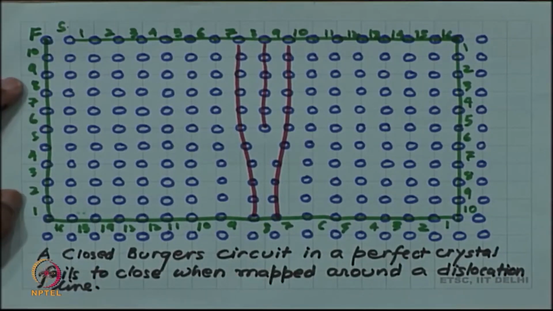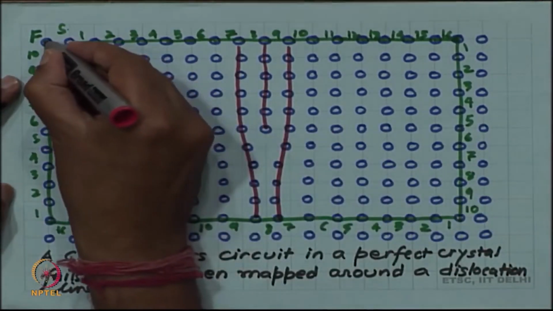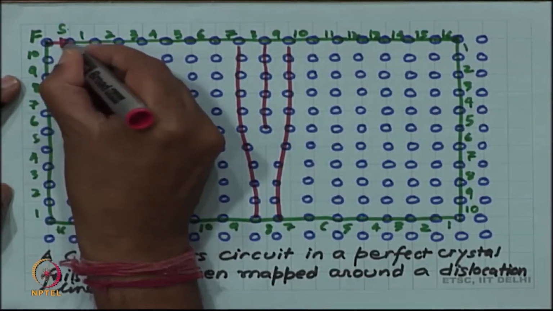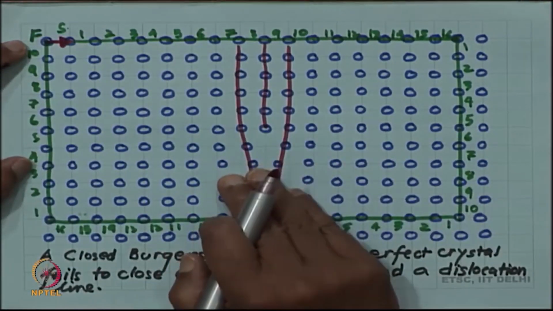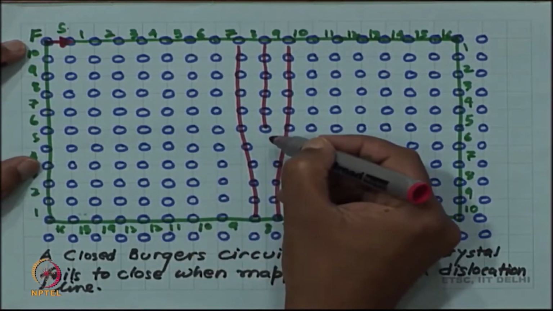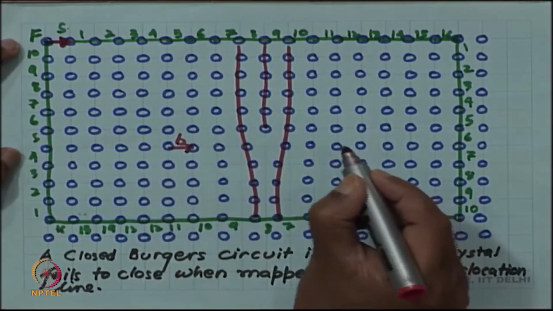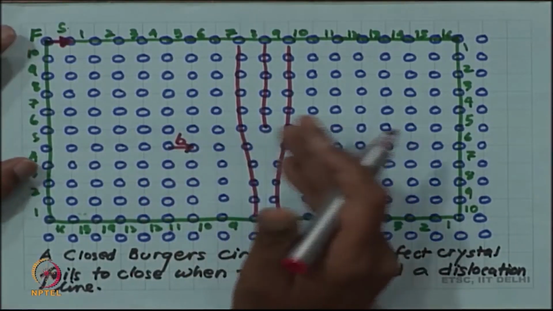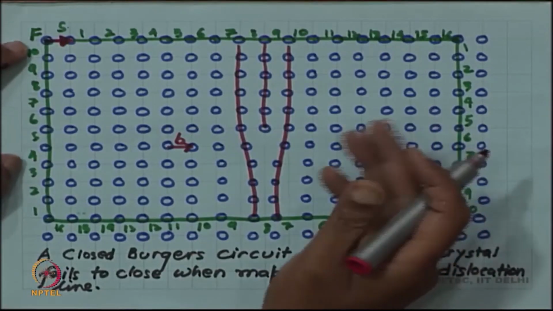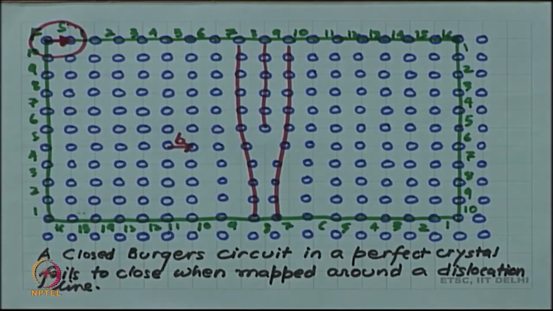So, this is what you are seeing, and that closure failure, let me draw this closure failure as a vector. If I go from finish to start, I get this vector, which is exactly one interplanar spacing. And remember, in the slip picture also, with this edge dislocation, we had introduced a Burgers vector, which was one interplanar spacing. So, the closure failure is nothing but the same Burgers vector which I had obtained by the slip approach. So, the closure failure is equal to the Burgers vector.